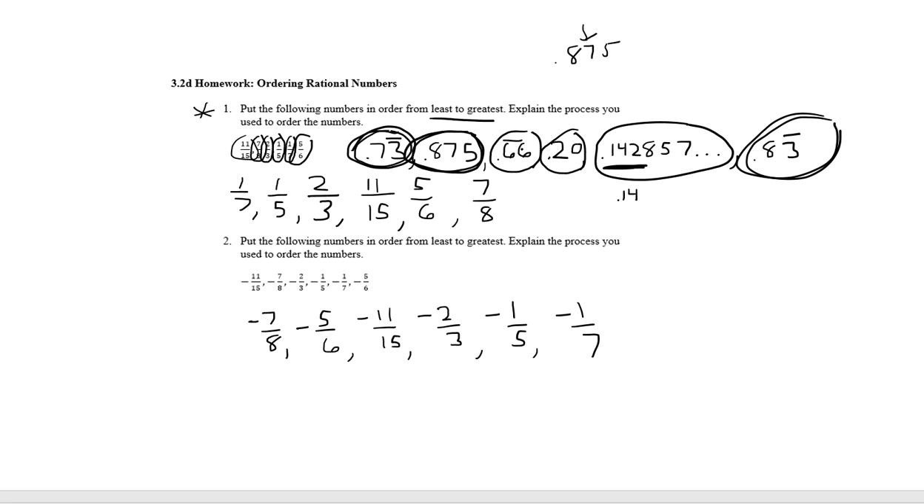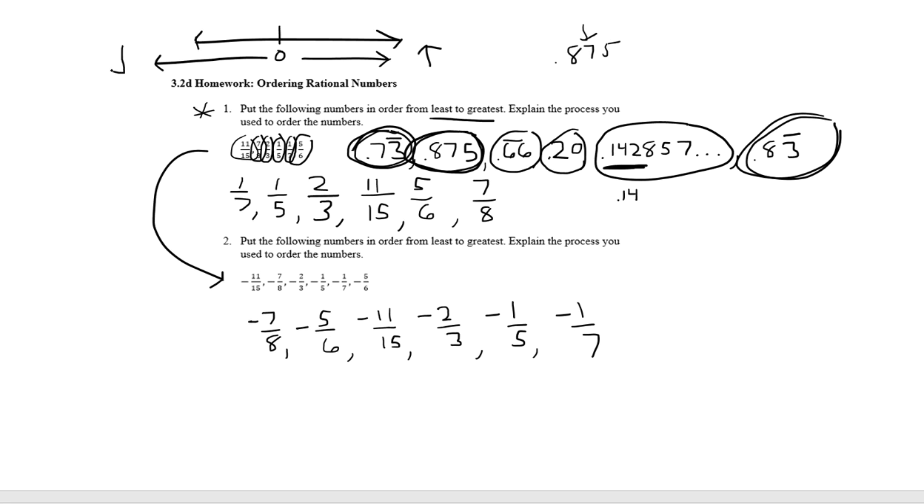Okay, now on the next one, you can see that these were the exact same fractions, only they were negative, okay? And remember that the bigger the negative number is, the less value that it has, okay? So if we have a number line here, remember that as you move to the right on the number line, the numbers increase in value. And as you move to the left on the number line, the numbers decrease in value. Okay, so if a number is to the left of another number, it actually is of less value.